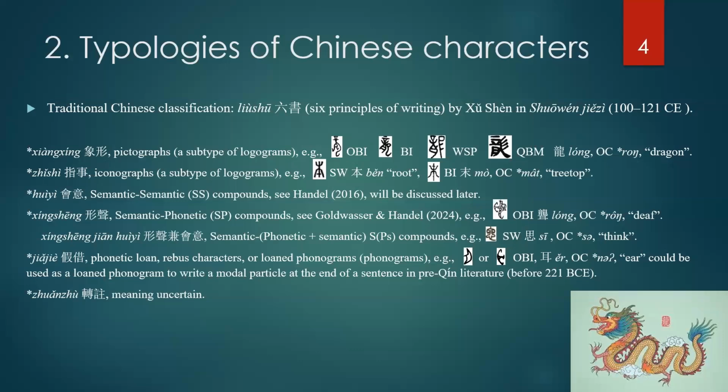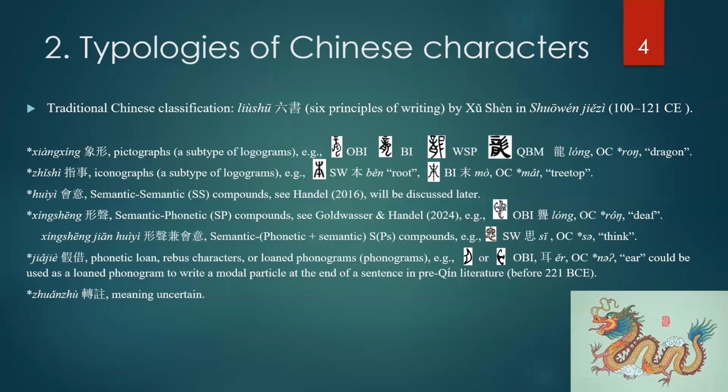The third and the fourth principles, 会意 and 形声, are two types that are composed of two or more components. 会意 is composed of two or more semantic elements. We will discuss it and see some examples later. While 形声 characters are composed of one semantic part and one phonetic part in most cases.